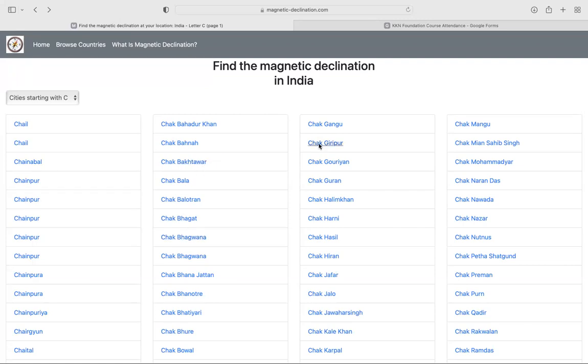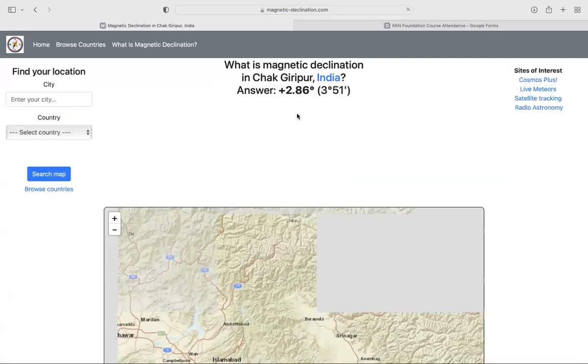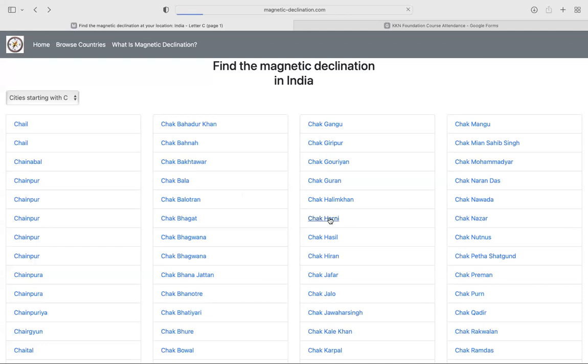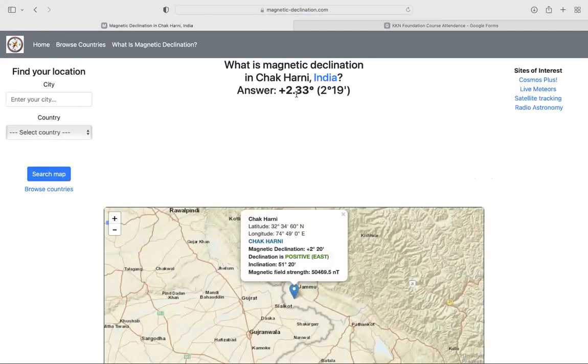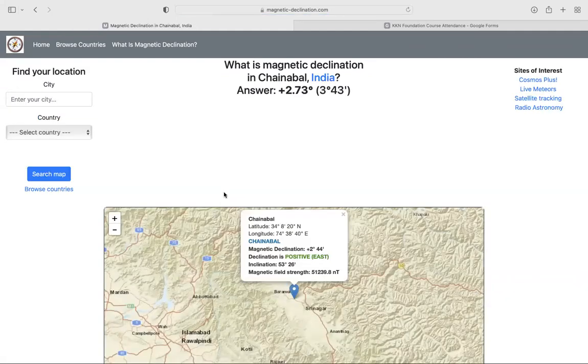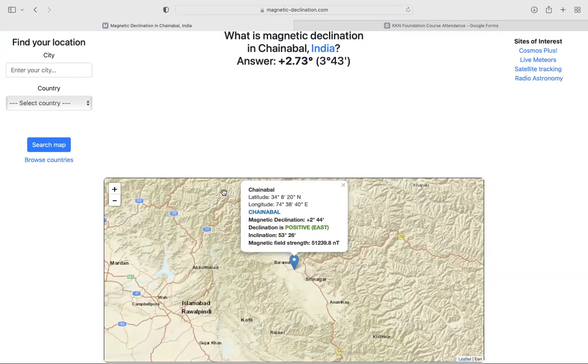Suppose I click on this. I don't know where it is. You're able to see this value. In this place, it is plus 2.86 degrees. Similarly, I click on something else, plus 2.33 degrees. So magnetic declination will keep changing from place to place. You need to know this value to reach the exact location, or else you will have an error of 2.73 degrees.